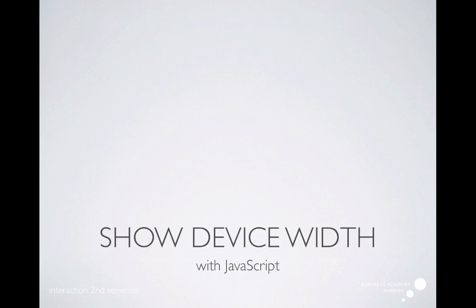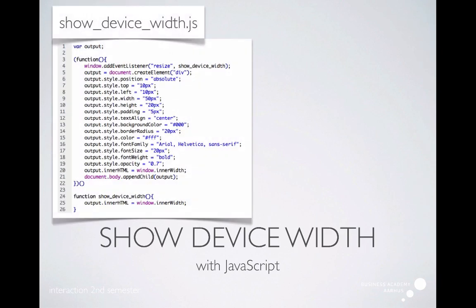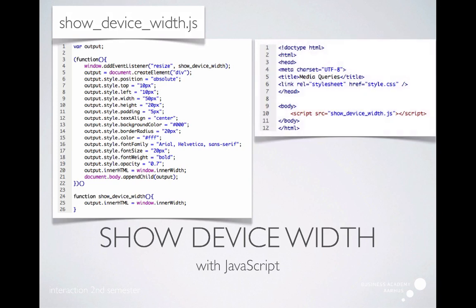And in order to get some numbers on the screen, I just made a small JavaScript, which I include in my HTML file. I just call the file show device width, and I won't go into detail because it's not about JavaScript, but you can use this to display a little box with the actual screen resolution if you want to use it for your own testing.